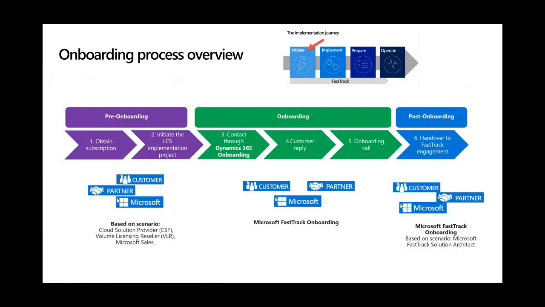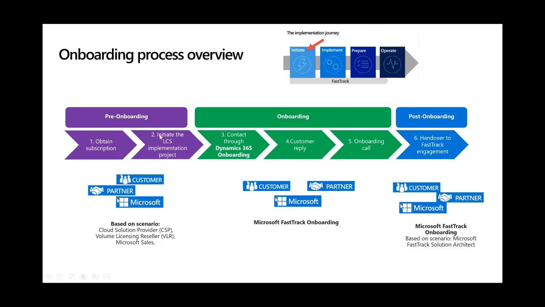Looking at the process, we can see that onboarding actually consists of three sub-phases: pre-onboarding, onboarding, and post-onboarding. In each of those phases, customer, partner, and Microsoft are engaged. But there are different individuals from each team involved at the different stages. And there are some differences based on how the subscriptions are purchased and what Fast Track program level applies to the project. In pre-onboarding, the customer first obtains the subscriptions and they initiate the LCS implementation project.